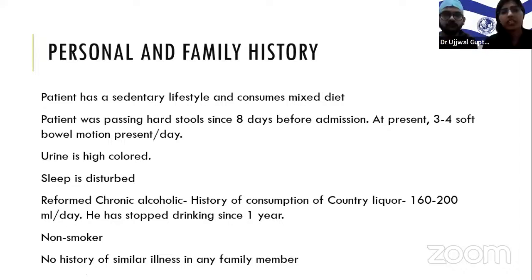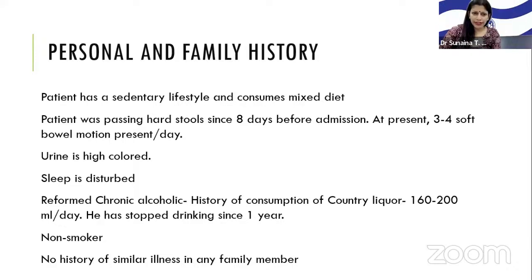Personal and family history. Patient has a sedentary lifestyle and consumes a mixed diet. Patient was passing hard stool since 8 days before admission, but now 3 to 4 soft bowel motions are present. Urine is high colored and sleep is disturbed. Patient was a reformed chronic alcoholic. There is a history of consumption of country liquor, 160 to 200 ml per day. He has stopped drinking since the last 1 year, and the patient is a non-smoker, and there is no history of any similar illness in any other family members.